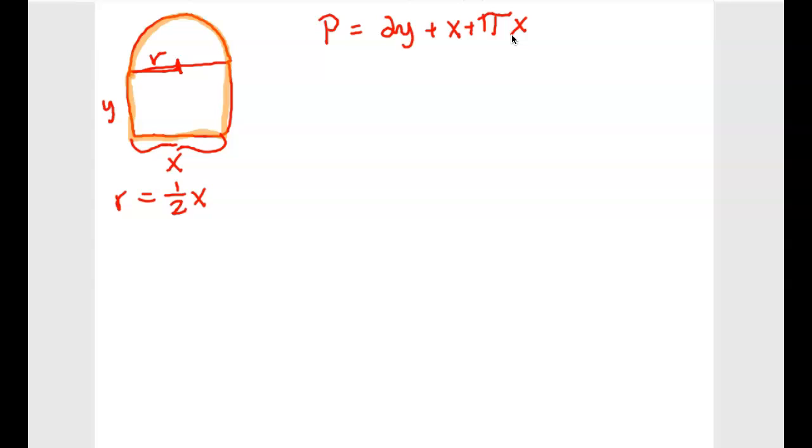How can it be pi x? Because our r is 1/2 x. My question is, why wouldn't it be 1/4? What are you going to do about the fact that it's only half a circle?